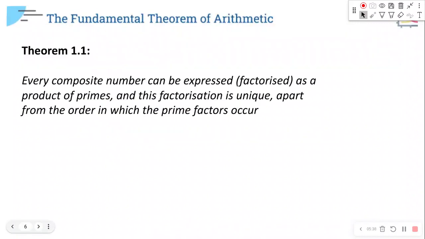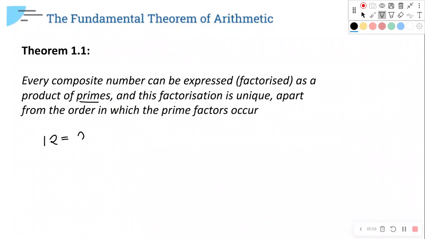What is the theorem? Theorem 1.1 says every composite number can be expressed or factorized as the product of prime numbers, and this factorization will always be unique apart from the order in which prime factors occur. Let me show you with 12.